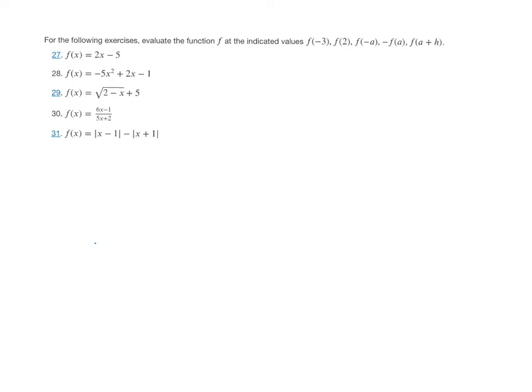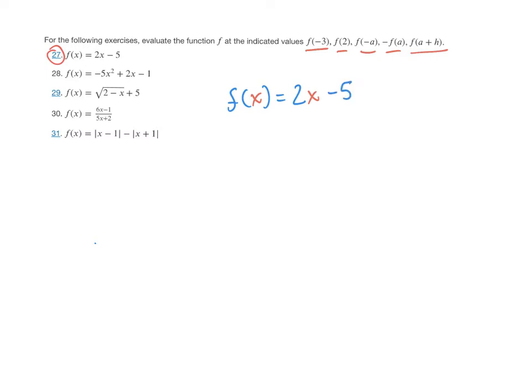In the next set of exercises, you're asked to evaluate function f for some specific x values. F of negative 3, f of negative 2, f of negative a, negative f of a, and f of a plus h. I'm just going to run through this process with you with number 27 just to make sure you remember how to plug these values in. So our function is f of x, and I'm going to write the x in red here just to drive home the point that we are replacing x with whatever is in the parentheses of the function notation.